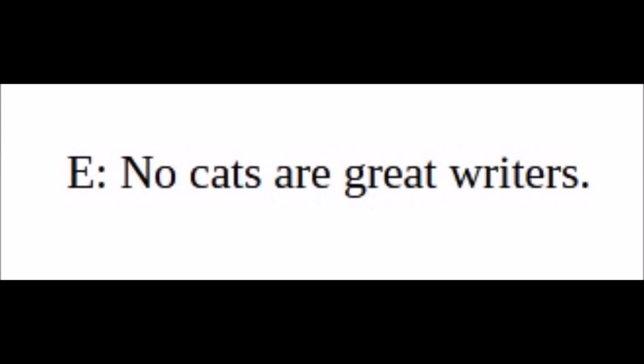In type E, no cats are great writers. Once again, the subject term is referring to all cats, namely that all cats are not in that other class. The predicate term also refers to the entire class. It asserts no great writer to be a cat, because if a great writer was a cat, the E proposition would be false. In an E-type proposition, both terms are distributed, being a proposition asserting mutual exclusion.